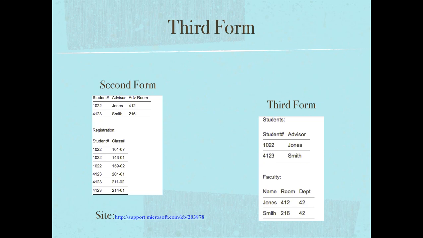The third form: in the last example, the advisor's office number is functionally dependent on the advisor attribute. The solution is to move that attribute from the student's table to the faculty table, as shown to the right.